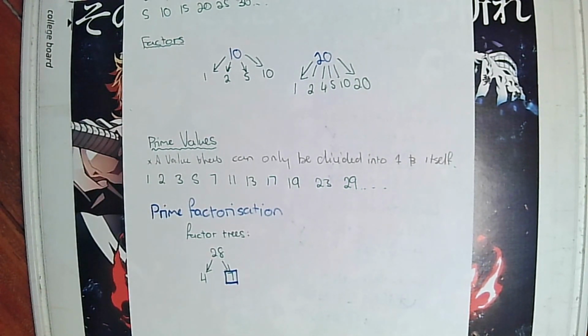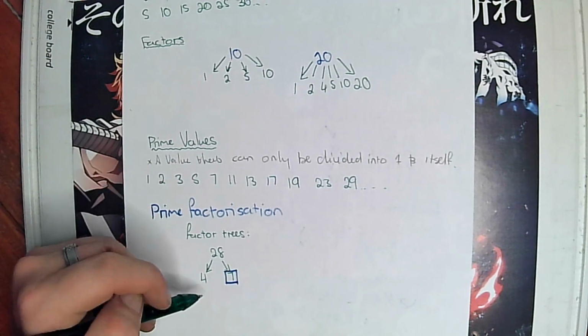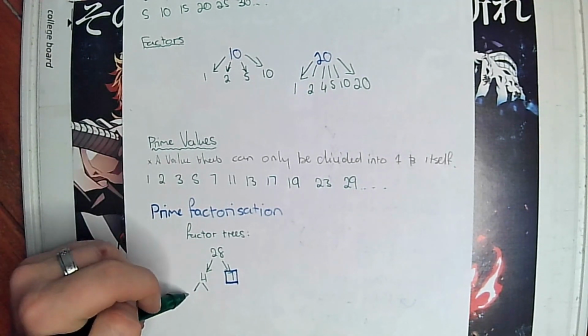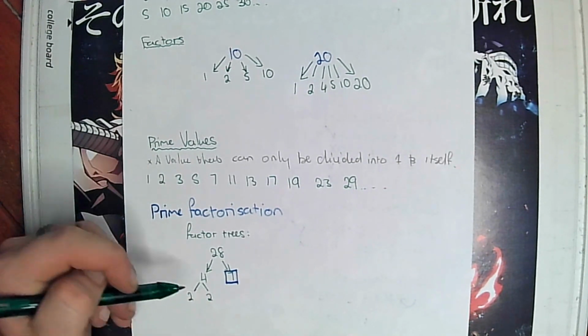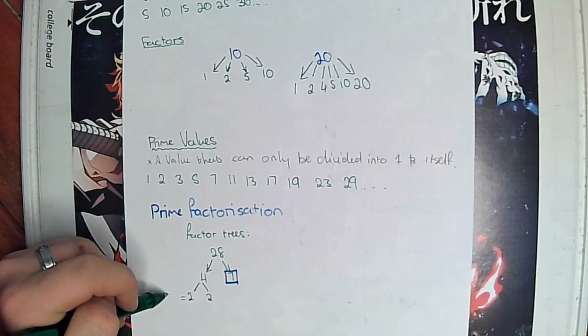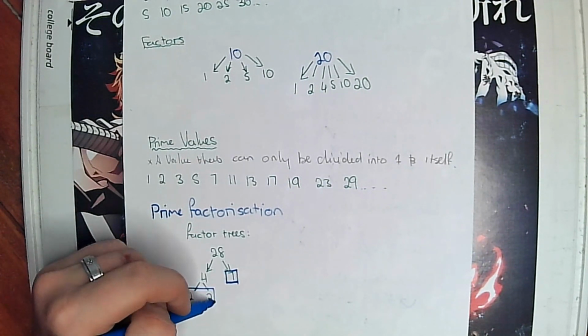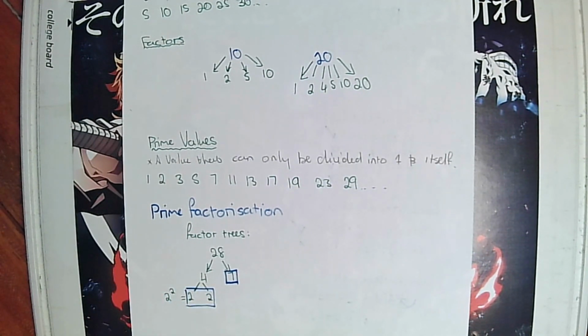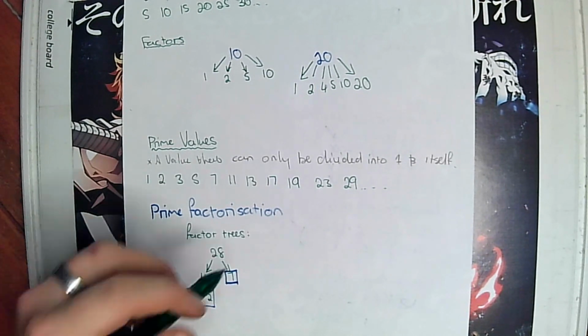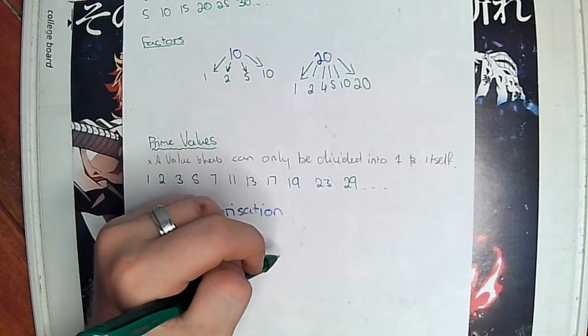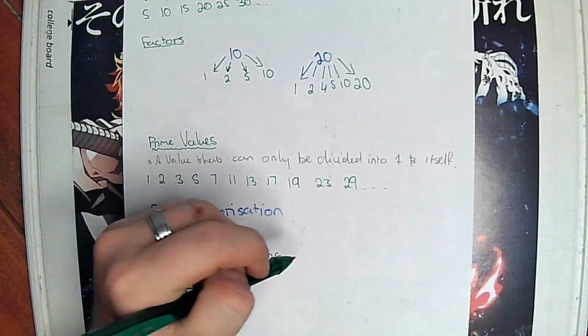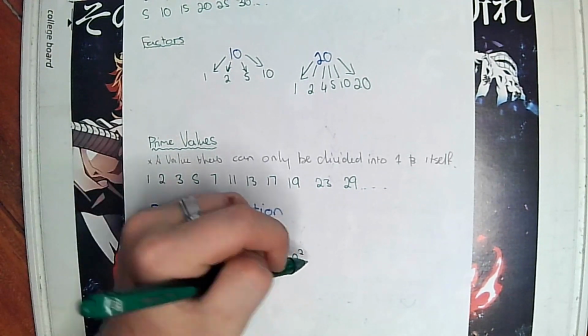And then we look at 4. Well, 4 is 2 times 2, which is basically equal to 2 squared, right? So they're both prime values, so they are prime factors of 28. And how do we write that? Well, we could say 28 is equal to 2 squared times 7.